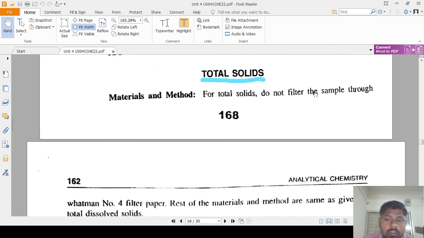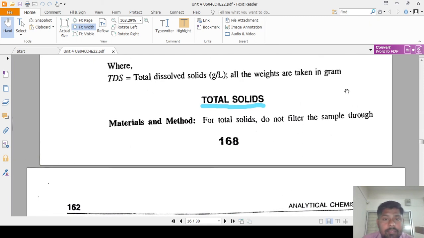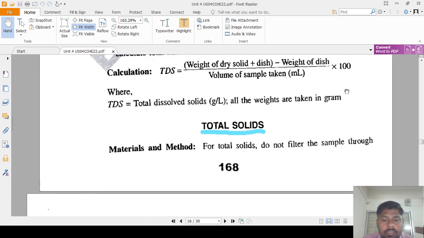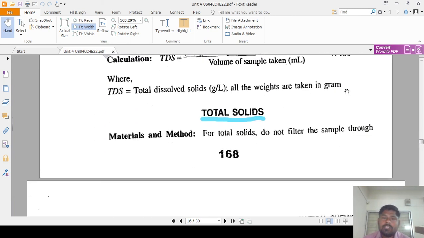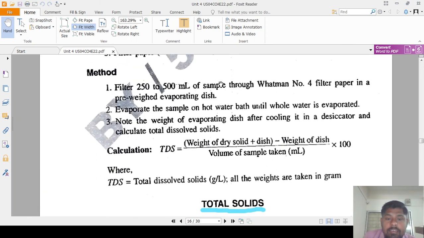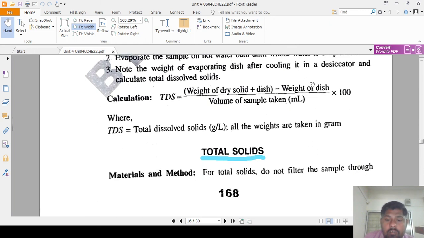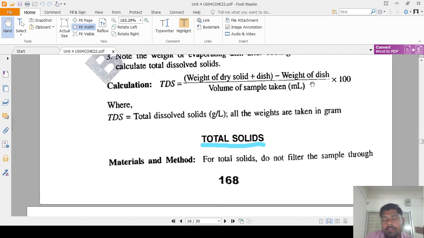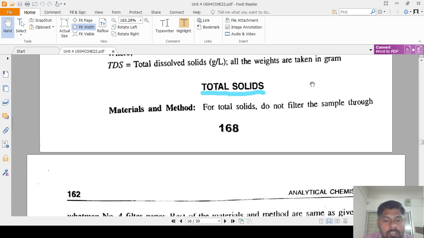For total solid, do not filter the sample. Okay, what is the method? The same method as for TDS, but here to find out the total solid, one step is removed, that is filtration. We are not going to filter the water sample. The first step in TDS is what? We filter the sample through Whatman filter paper number 4. But here to find out the value of total solid, that step is removed. Here what happens? We take the water sample directly into the evaporating dish, and then the rest of the process is the same as for total dissolved solid.